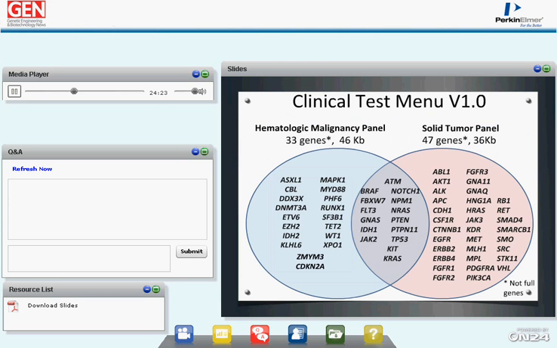So this was our menu. After just looking at the different panels that were available, we decided to build a custom heme malignancy panel composed of 33 genes, specifically looking at AML, where genes such as ASXL1 and TET2 are important in the prognosis. And as you can see, they're not present on the solid tumor panel that we were using. And this solid tumor panel is an off-the-shelf solution developed by Illumina with nearly identical content to the AmpliSeq cancer panel.